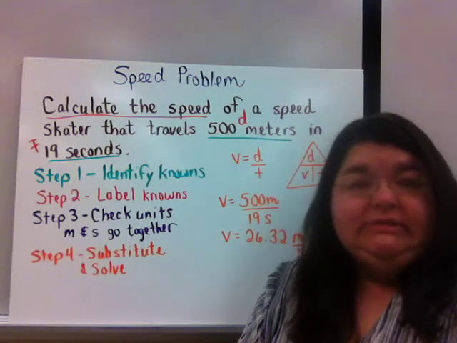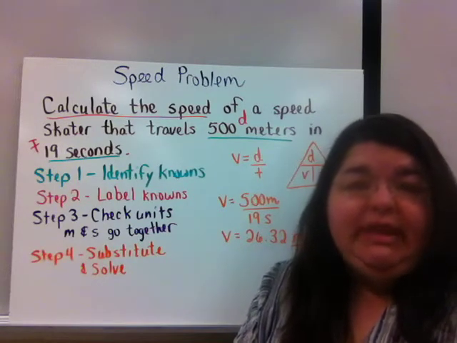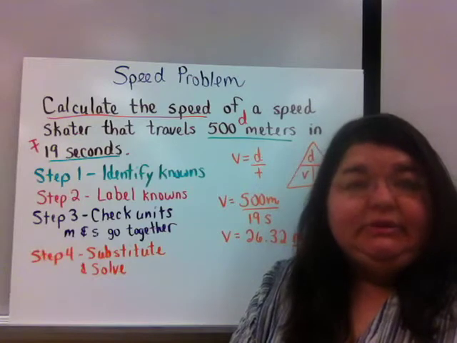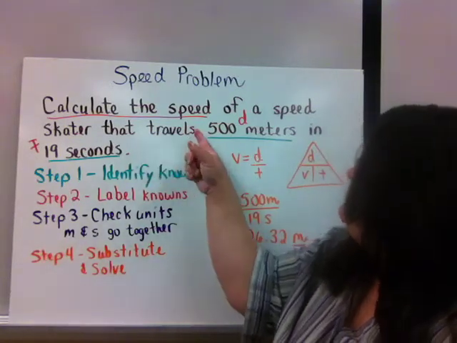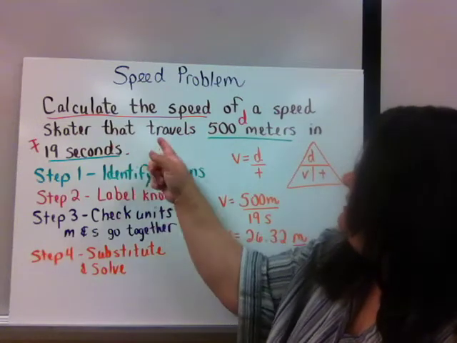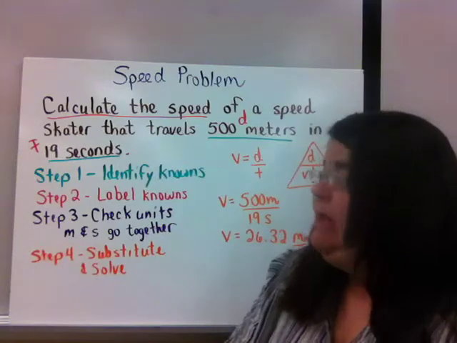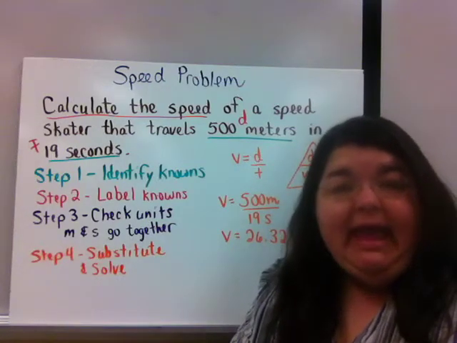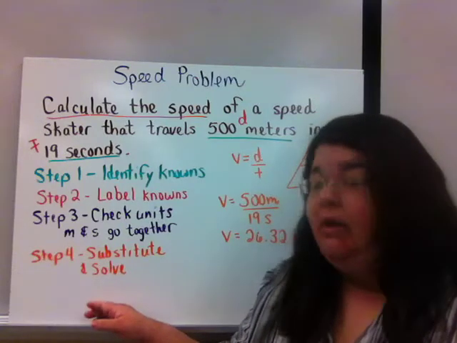Okay, I want to talk to you about solving some of these problems we've discussed in class with motion. So the first one we're going to look at is our speed problems. And our problem here says calculate the speed of a speed skater that travels 500 meters in 19 seconds. Remember, we have a standard method for solving word problems.